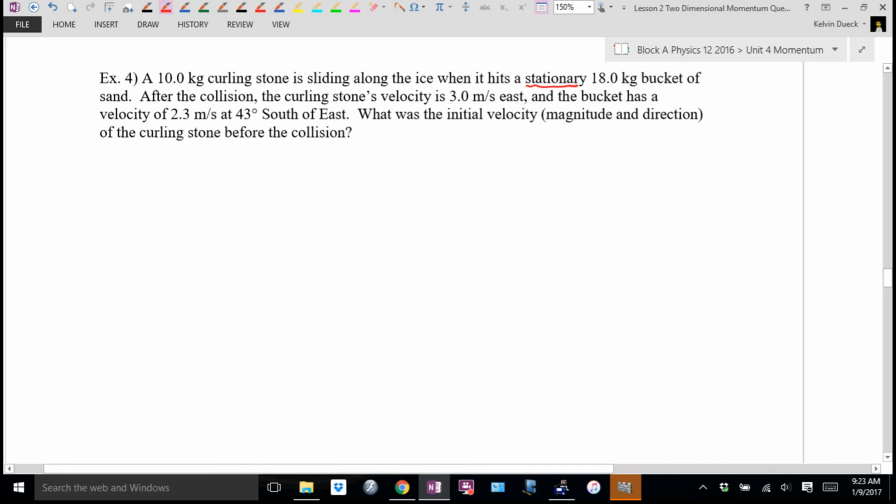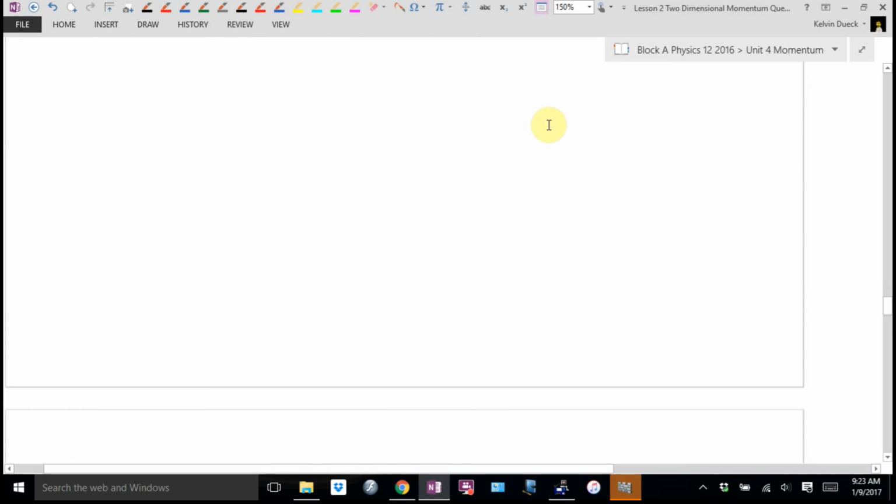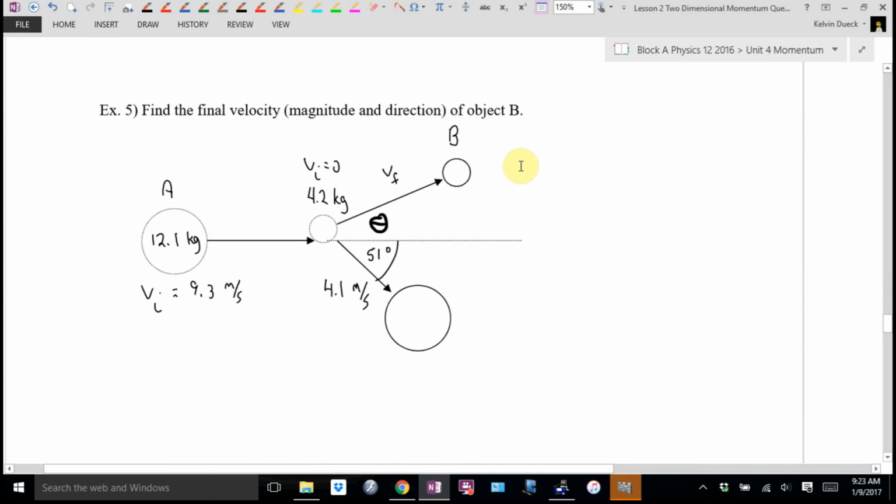Ooh. Wow. Let's come back to that. This one doesn't have a picture. Let's do example 5 first, which has a picture. Then we'll come back and do example 4. I might do example 4 next class. Example 5 says, find the final velocity, magnitude, and direction of object B. Wow, Mr. Duick, that's a terrible diagram. I know, these are a pain to do.